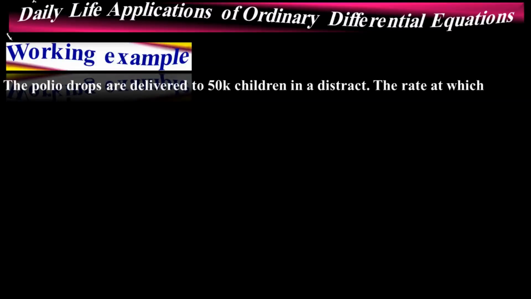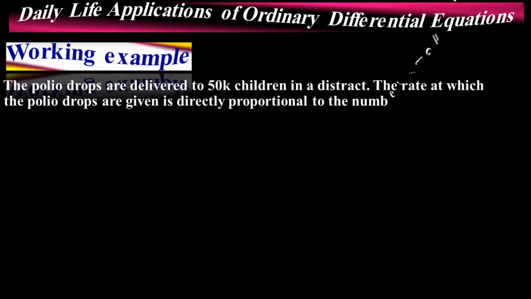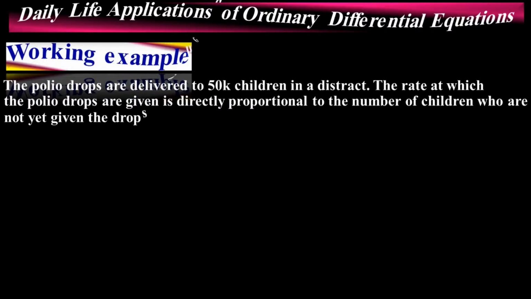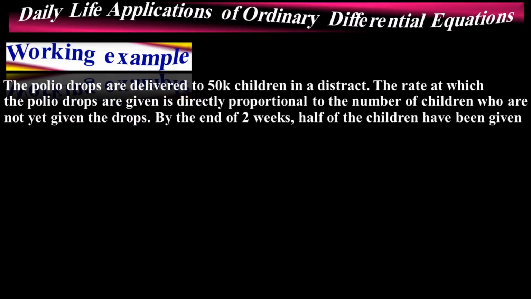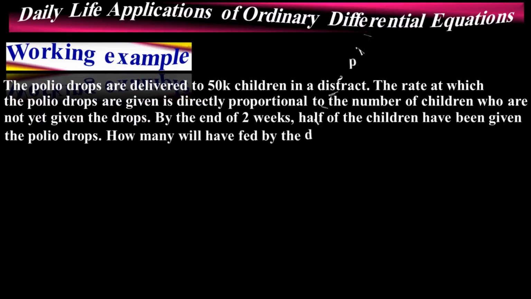Daily life applications of ordinary differential equations. Let's say the polio drops are delivered to 50,000 children in a district. The rate at which the polio drops are given is directly proportional to the number of children who are not yet given the drops. So by the end of 2 weeks, half of the children have been given the polio drops. How many will have been fed by the drops by the end of the third week?